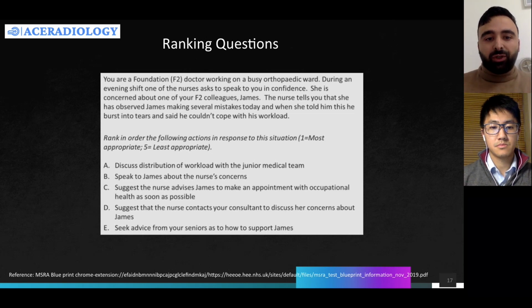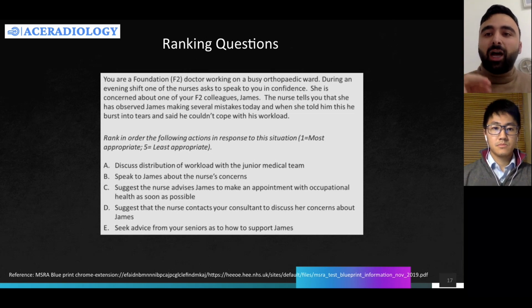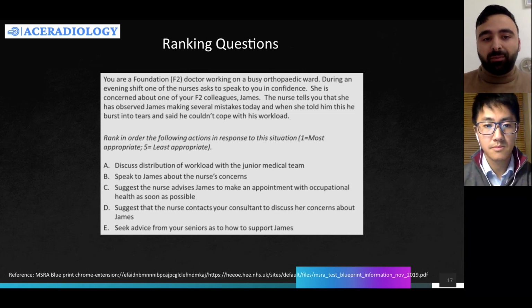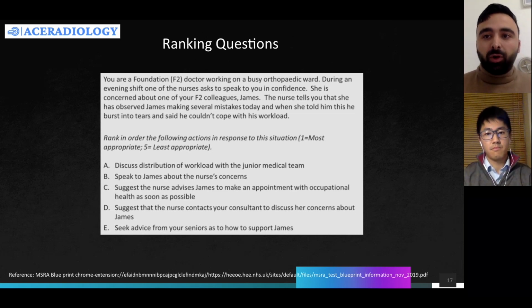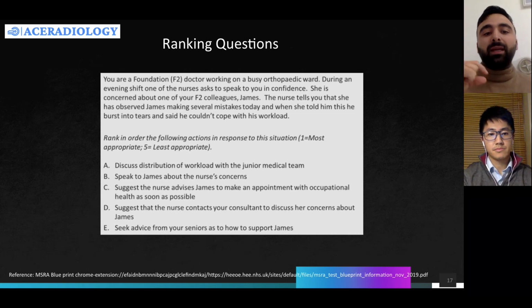How I tackle this, especially in the ranking question, is I first of all read the vignette obviously, and then A to E. I look at which 2 options are the most appropriate action to take and the least appropriate action to take. So you'd rank those 2 first, and then you've got the other 3 options. And here I use the OR technique. So I say to myself, is A more appropriate or is B more appropriate? Is A more appropriate or is C more appropriate? You do that for each option given.